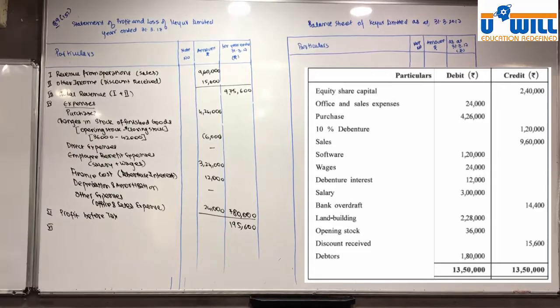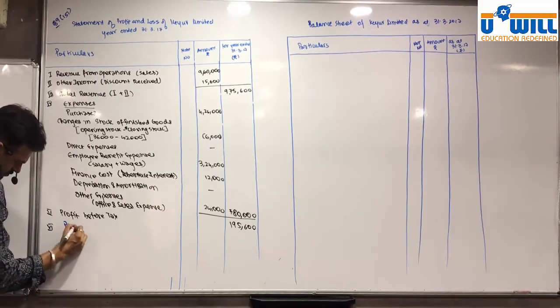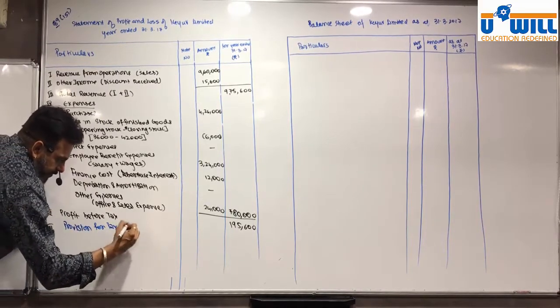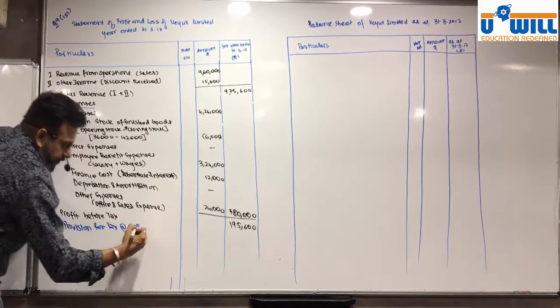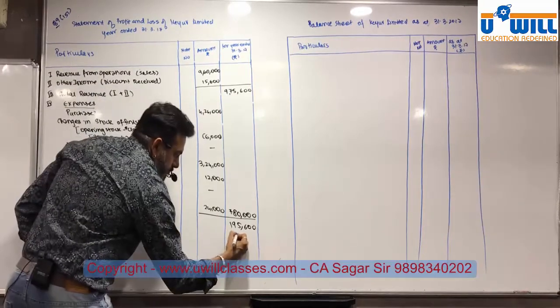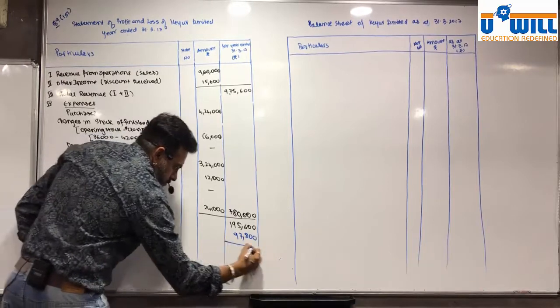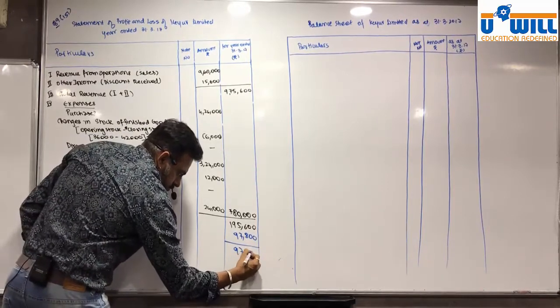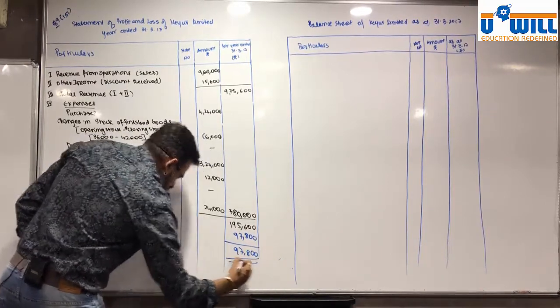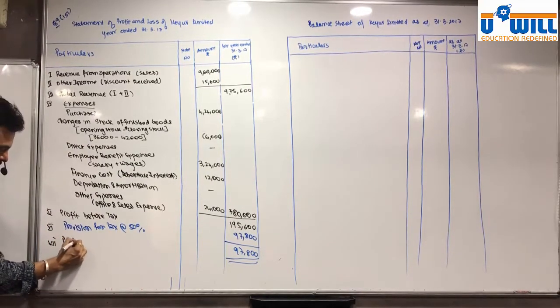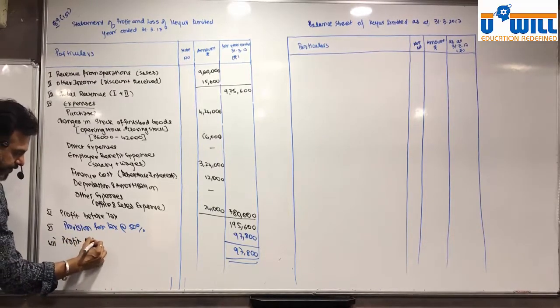Sixth, provision for tax. What percentage? 50%. Seventh, profit after tax.